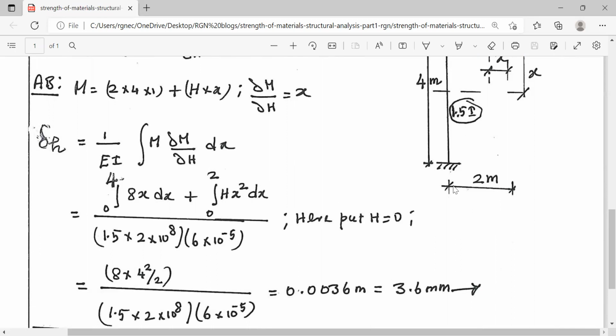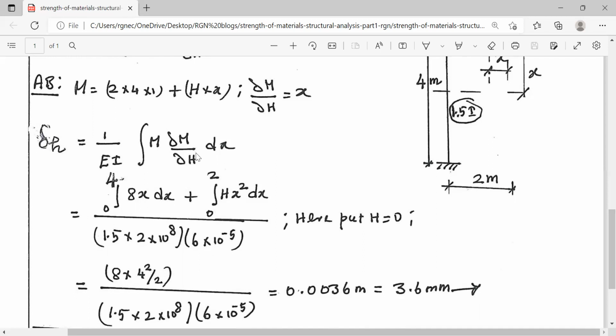This is for the portion AB. For the portion AB, the limits are 0 to 4. For both the terms, the limits are 0 to 4. Please understand. Here 0 to 4. Here it is written as 0 to 2. It is wrong. This 2 is wrong. This also should be 0 to 4.